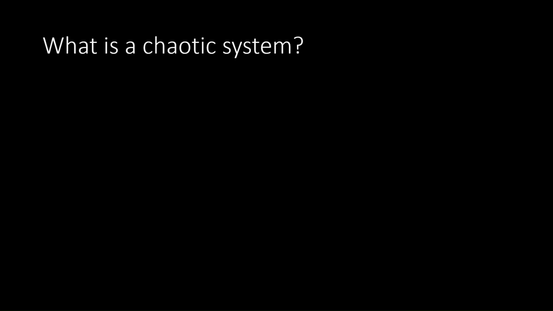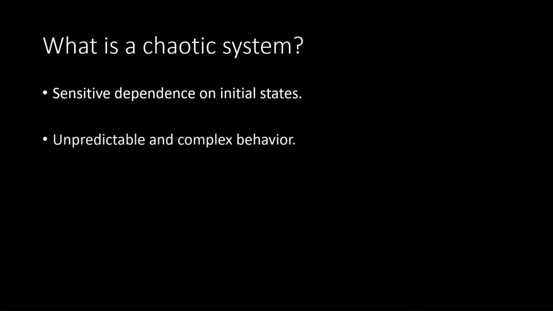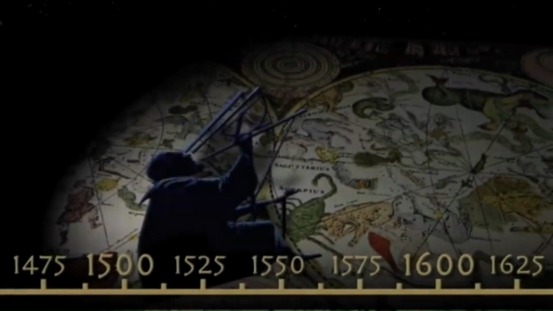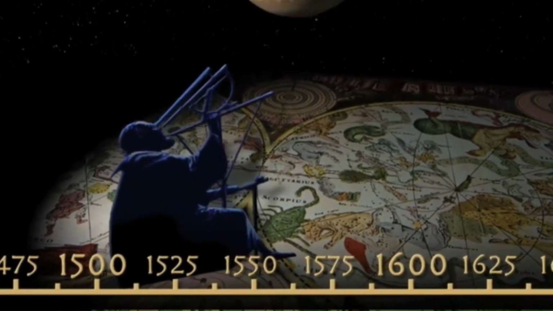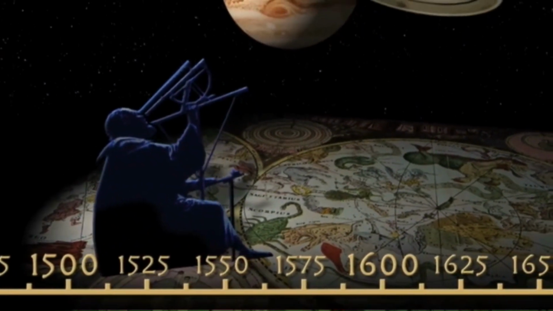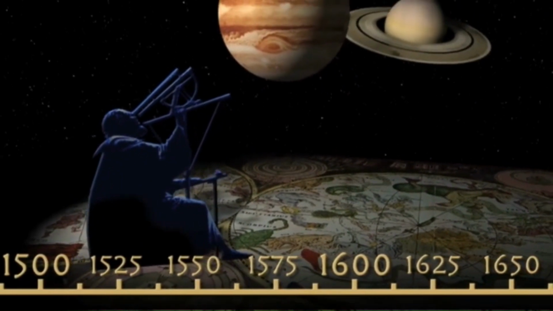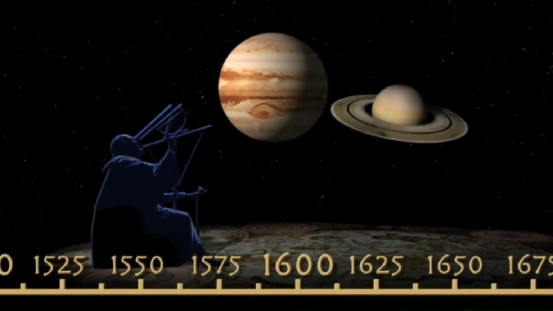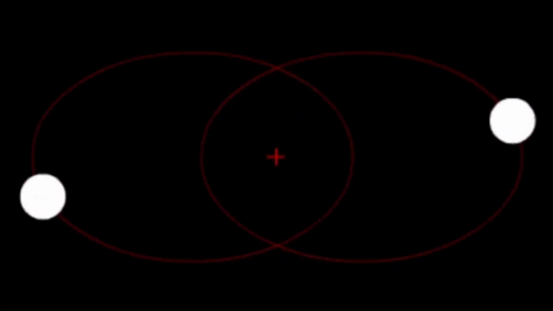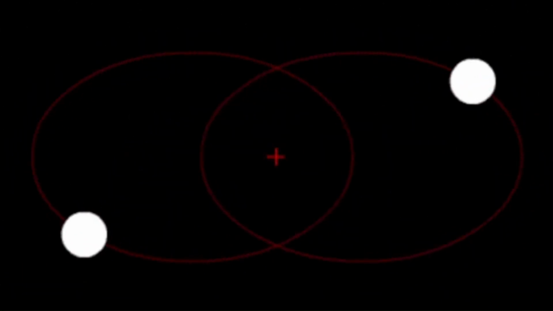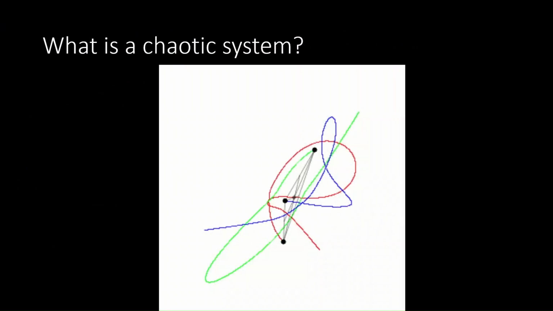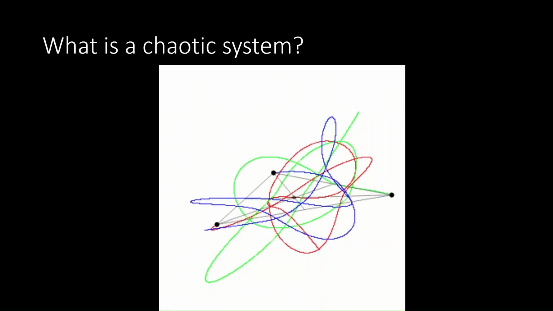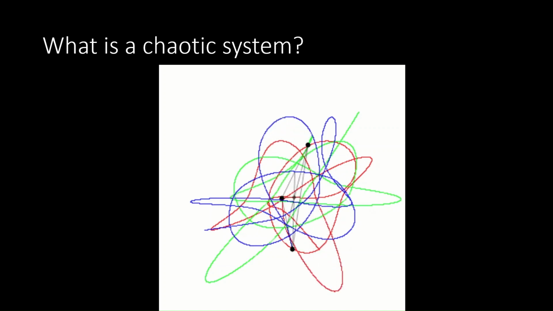A chaotic system is one that has sensitive dependence on initial states. Despite being governed by deterministic laws, they exhibit unpredictable and complex behavior. A rather infamous example of this system is the three-body problem. After the physicist Isaac Newton formulated his laws of motion and universal gravitation, he was guided to the stars by his contemporary astronomers. He found that two bodies could be modeled precisely, but adding a third one led to instability. This is a dynamical system that we now define as chaos.